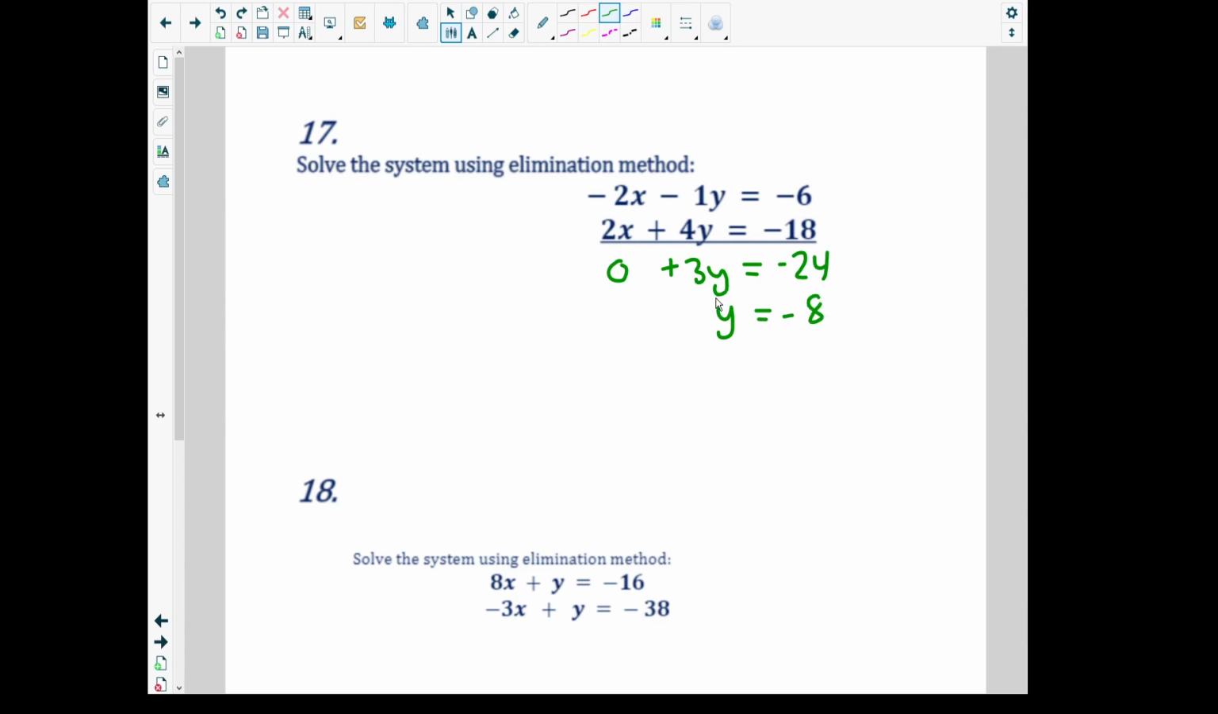And then I want to find out what x is. So I'm going to plug this back into this original equation here. And I'm going to get negative 2x minus parentheses. There's my y value, right? That's my y value. Okay.